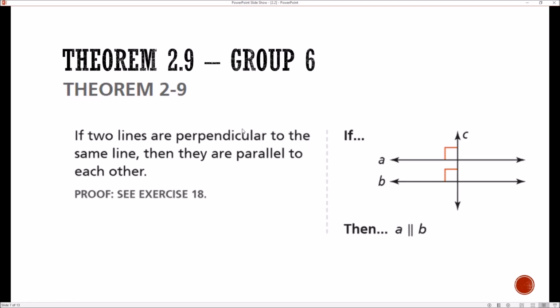Alright, and then group 6. Yours is going to be 2.9, and this one, we're not going to do it on the video. We're going to do this one in class. It's part of your homework. I'm going to keep calling it homework, but realistically, we're flipping everything. We're doing our lessons and notes, which you should be taking notes on all of this.